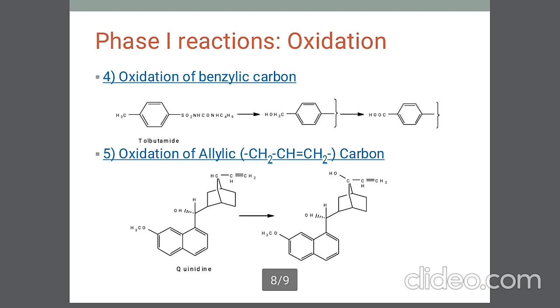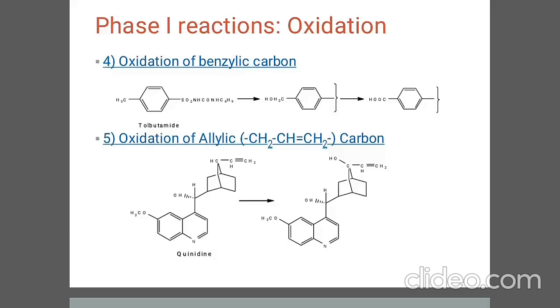Next we will see the oxidation of the allylic carbon. Allylic means CH2-CH double bond-CH2, that means propenyl carbon oxidation. The example is quinidine, where quinidine contains a quinuclidine nucleus, the ring at the top, which contains a CH double bond CH2. In such cases, this allylic carbon preferentially gets oxidized.